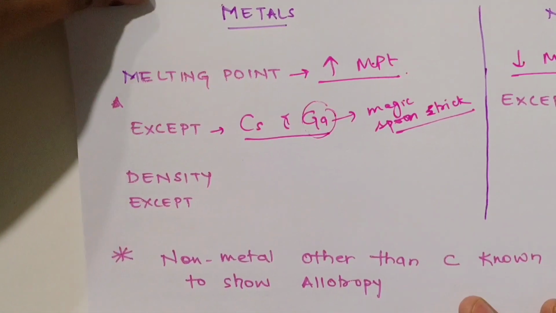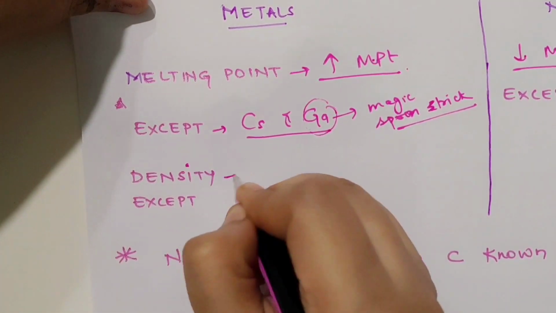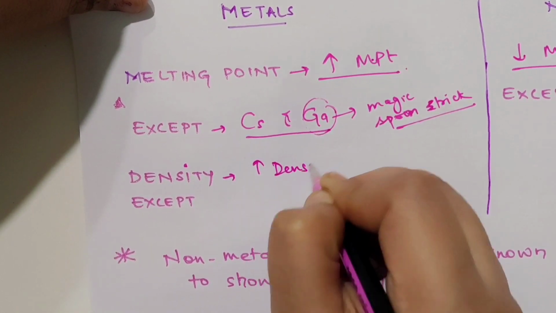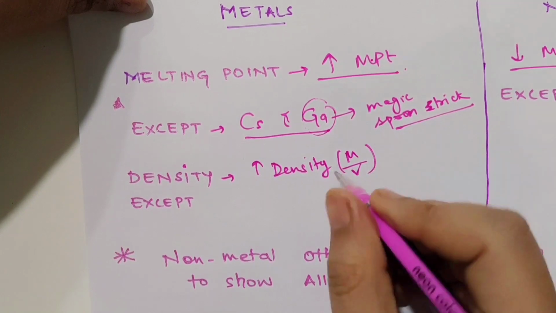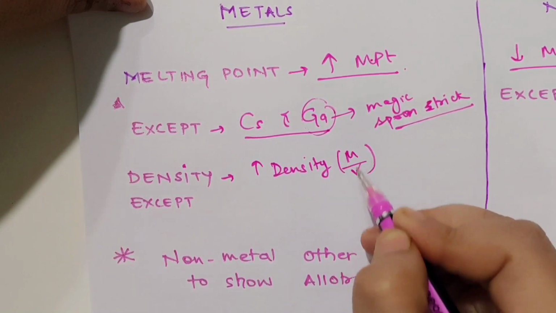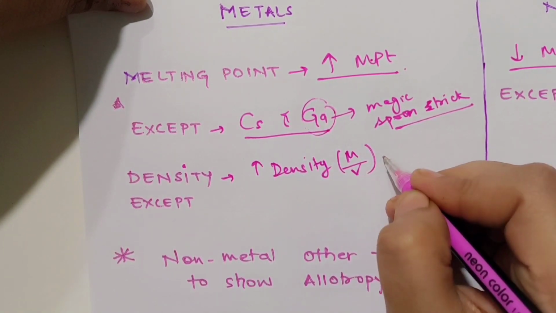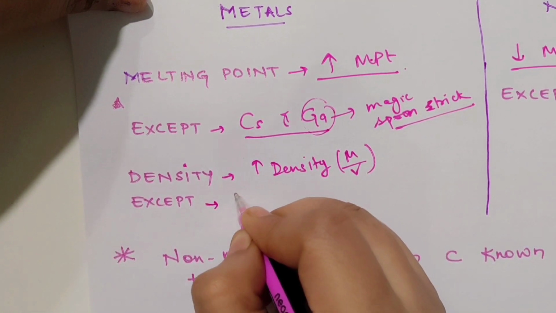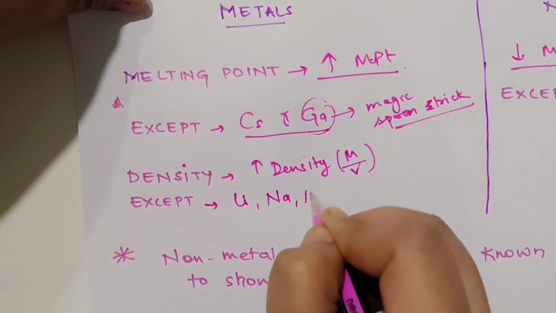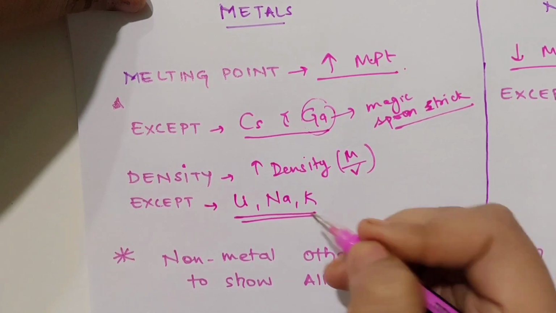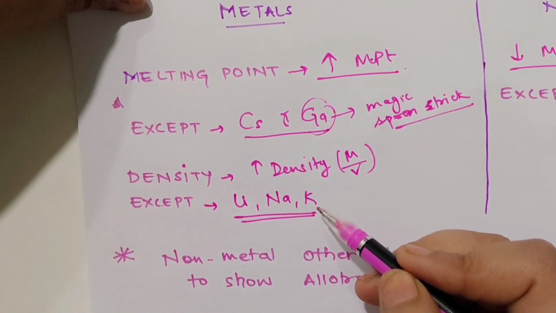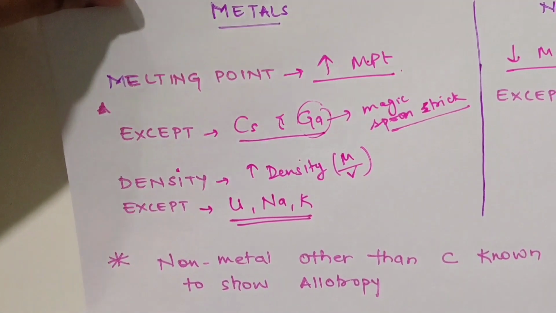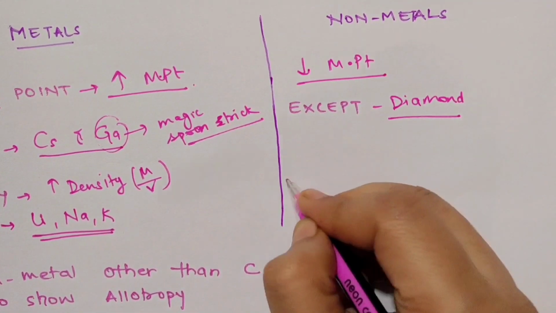Talking about density, metals have high density. Density, if you don't remember, is mass by volume. They have high density, which means they have high mass per unit volume, except lithium, sodium, and potassium. They're not very dense. They're very light metals. They're also very soft metals which can be cut with knives. Non-metals have low densities.